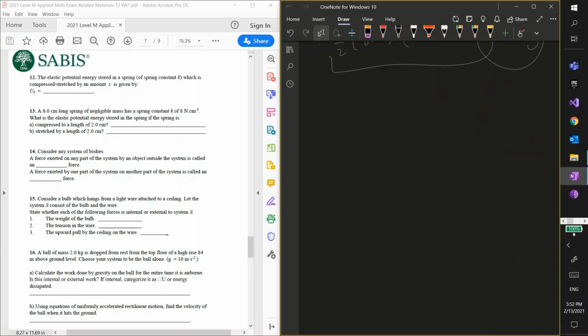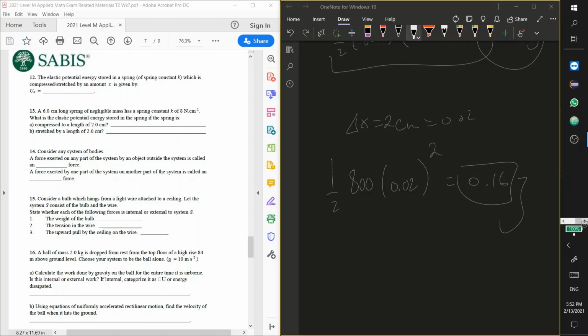B, it's stretched by a length of 2, and your delta X is 2. So half K delta X squared. Now it's 2 centimeters, so 0.02 meters, and of course you have it squared, multiplied by 800. Do that on the calculator, and you should get 0.16 joules, of course.